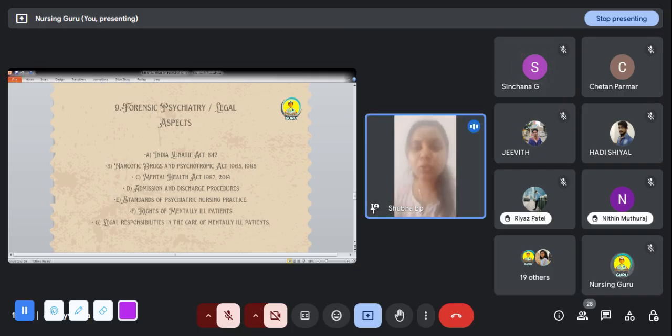In Unit 9, the forensic, psychiatric, or legal aspects. You all know nowadays there is more opportunity and scope in forensic science. In India, according to the Lunacy Act, if you do any harm or injury to a mental patient, you will be punished and fined. No person has the right to injure or tease any psychiatric patient. The law is going to punish you if you do that. And the Narcotic Drugs and Psychotropic Substances Act.